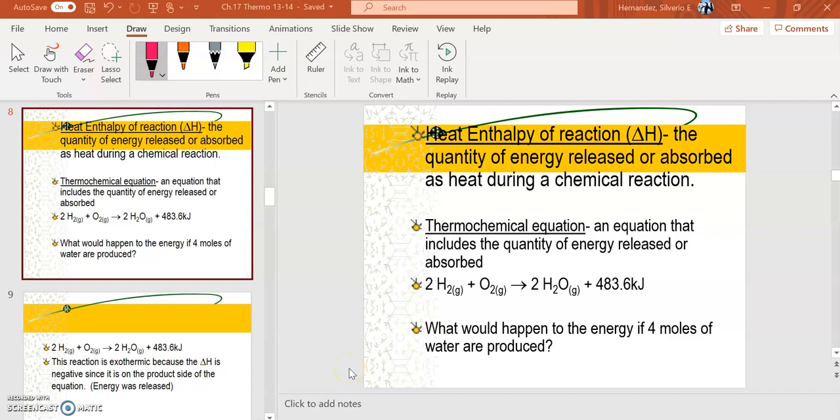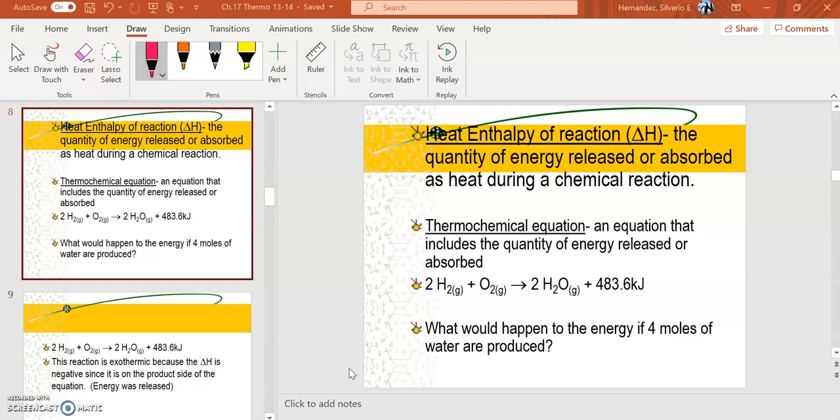All right, this is a continuation of thermal chemistry. We're going to be looking at what's called the enthalpy of reaction, either the energy in the form of heat that is either released or absorbed during a chemical reaction. How do we determine that value for the reaction?